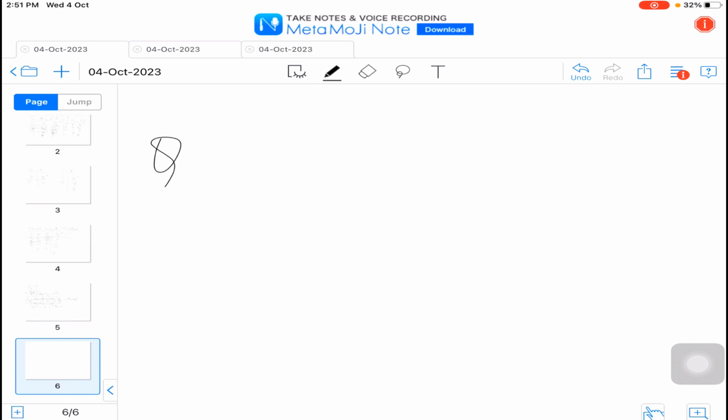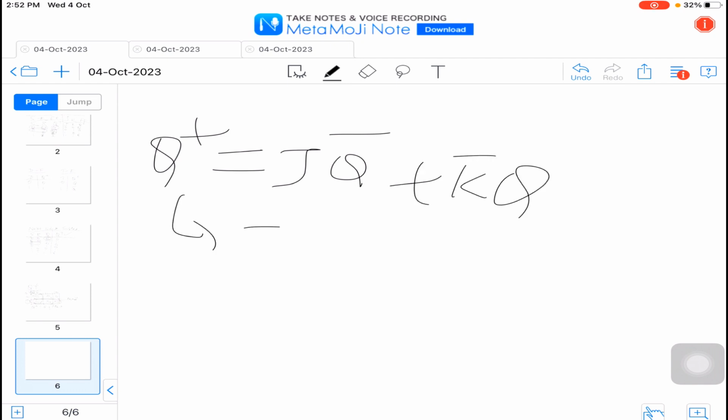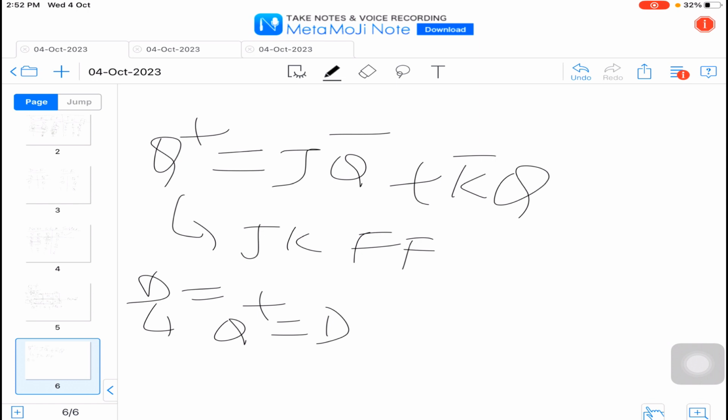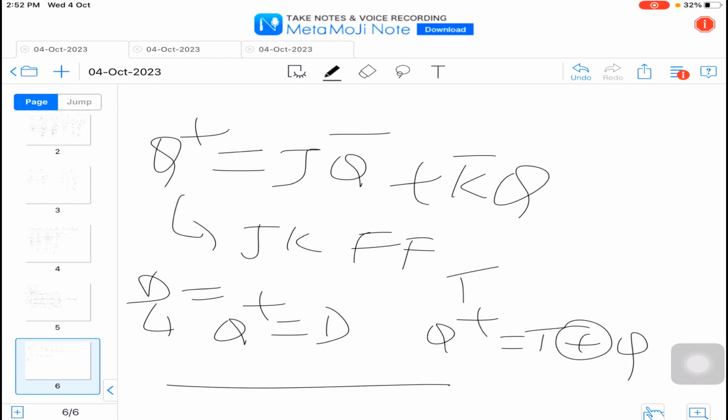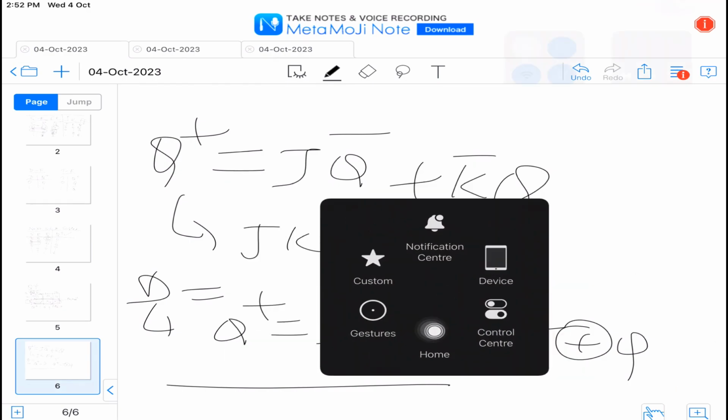Similarly, we will be able to obtain characteristic equations for JK, D and T. So I'll show the answers for JK and D. Q plus will be obtained as J Q bar plus K bar Q. This is with respect to the JK flip-flop. On similar lines, for the D flip-flop, Q plus is equal to D, and for the T flip-flop, Q plus is equal to T XOR Q. So these are the characteristic equations of SR, JK, D and T flip-flops. Thank you.